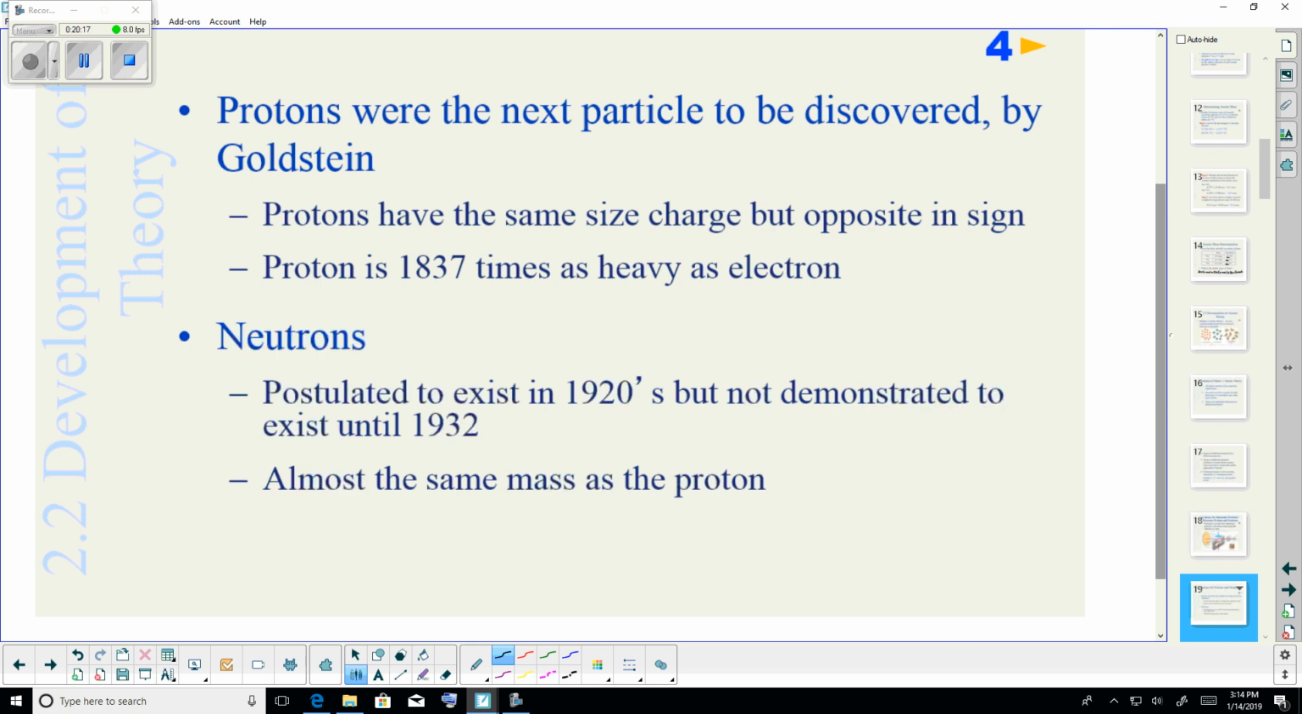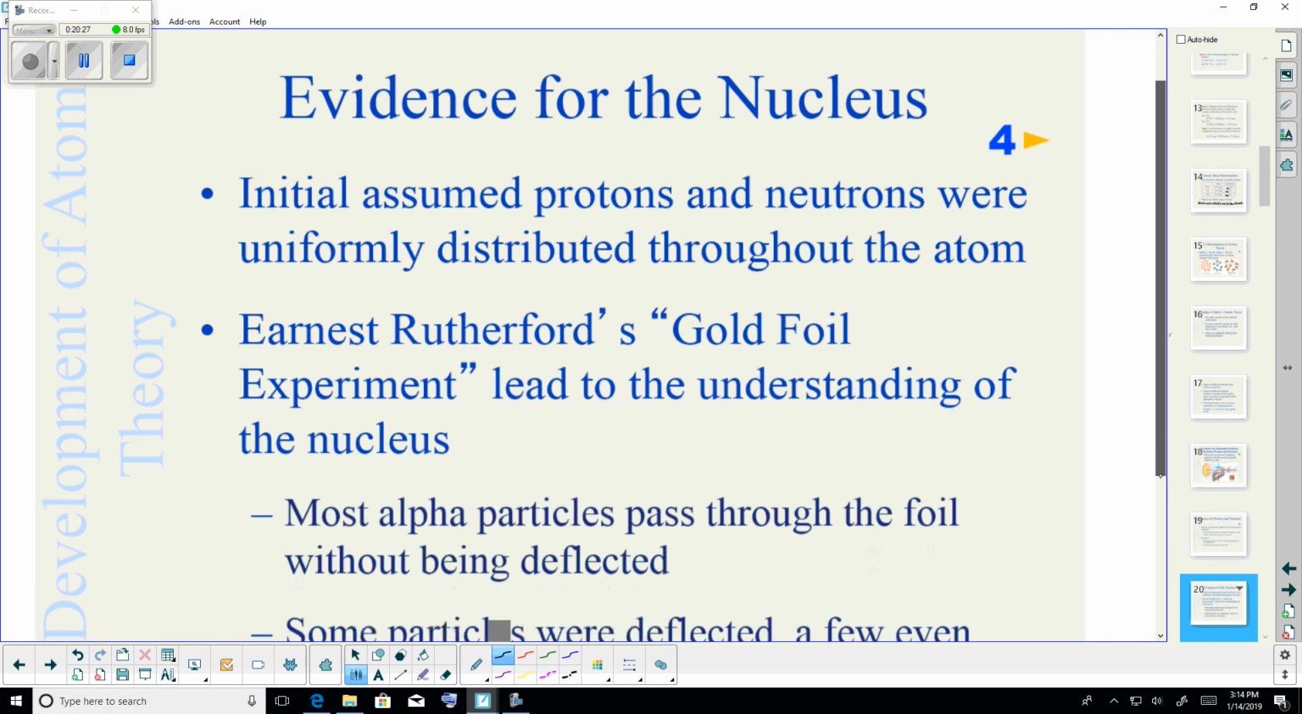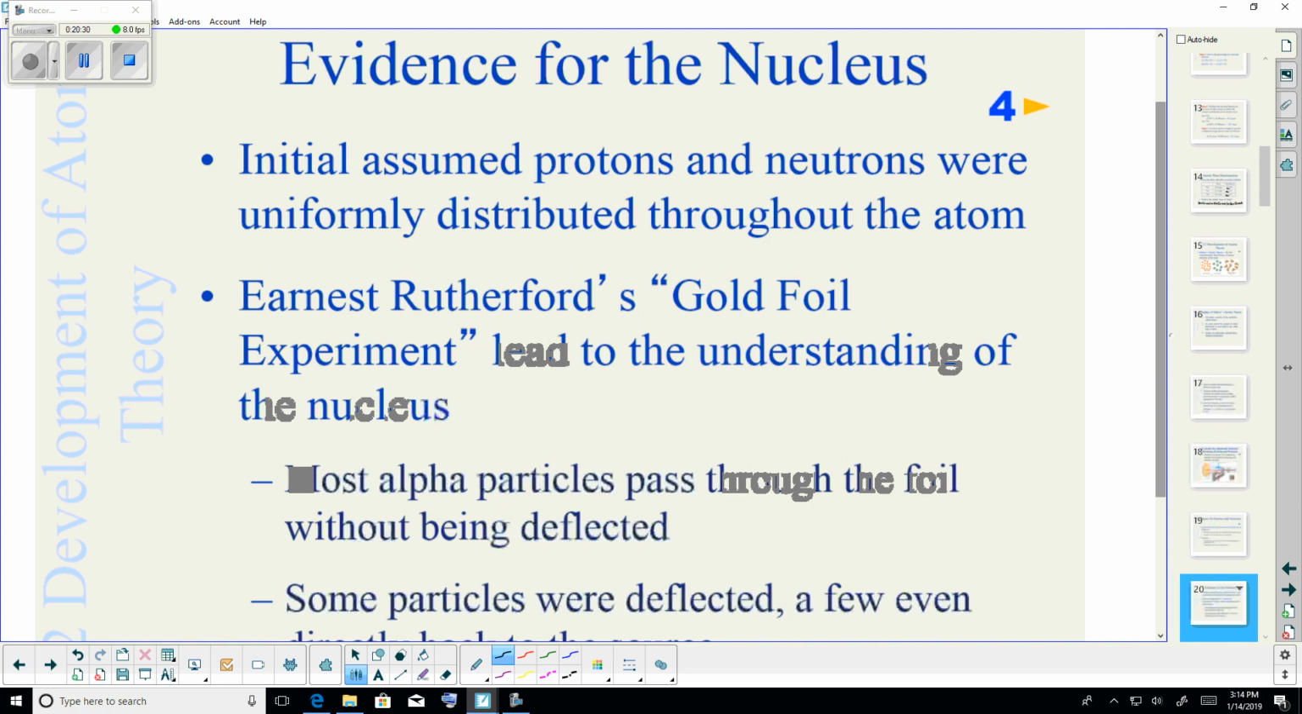Again, you could just think of a whole big mishmash put together, protons, electrons, and neutrons. So initially, assume the protons and neutrons were uniformly distributed throughout the atom. Rutherford's gold foil experiment led to the understanding of the nucleus. So what he used were alpha particles. Alpha particles are essentially a helium nucleus. No electrons, just a nucleus. And he had put a piece of gold foil, and around it he put X-ray film. And he bombarded the gold foil with alpha particles.